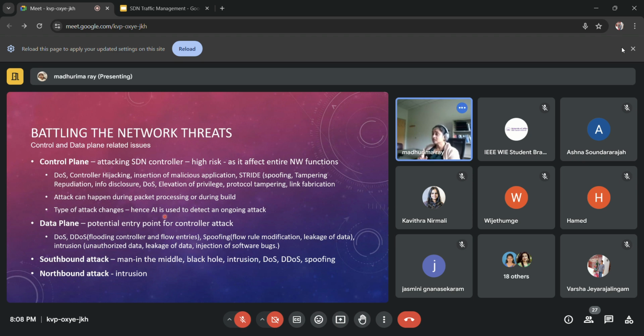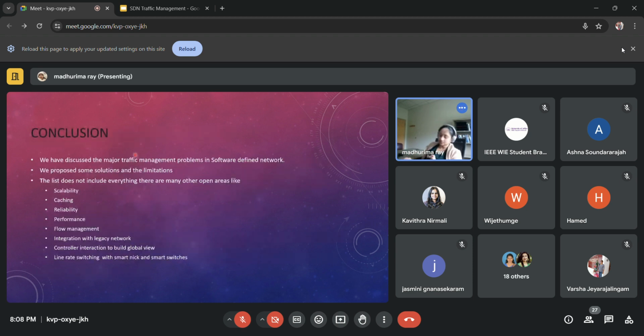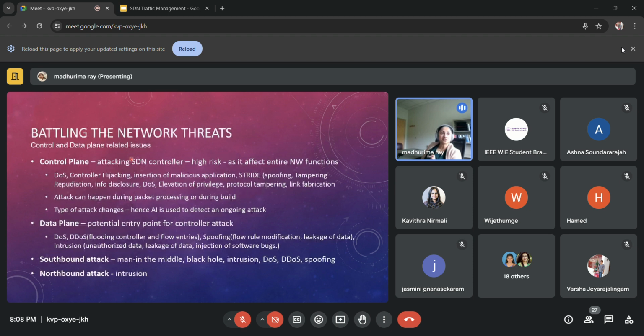The data plane has a different set of attacks. You'll see it's not as bad as the controller, but it still has denial of service, distributed denial of service, and the spoofing attack. The problem with the data plane is that the switches are the first entry to the controller. So if you can capture one of the switches, they do not use their brain, as I said.